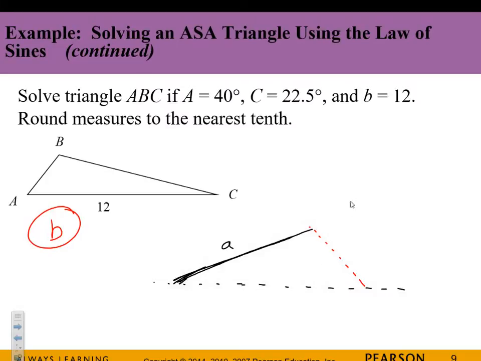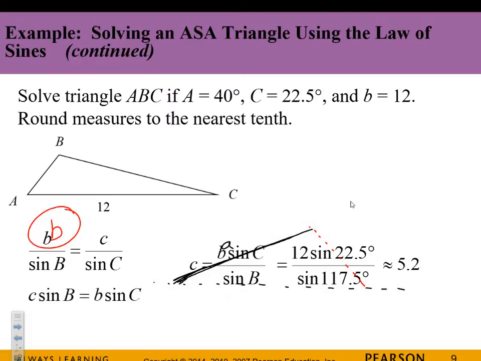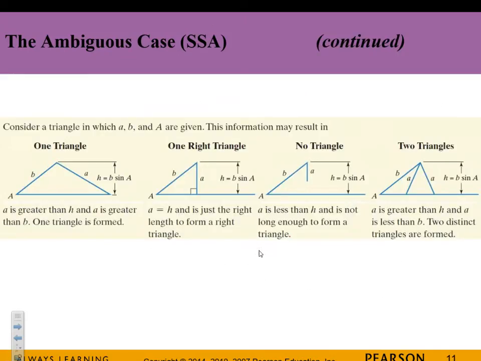So let's talk a little bit about this ambiguous case. On the live stream, there's a picture of it, right? Here's one triangle. Obviously, it's fixed. Here's our right triangle. Obviously, it's fixed. This can't make a triangle. And then over here, finally, we have what's called the ambiguous case. Two triangles.